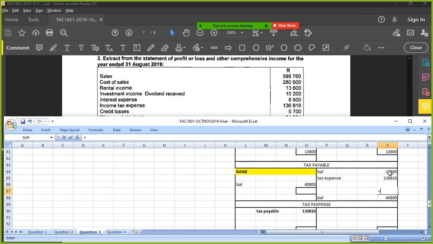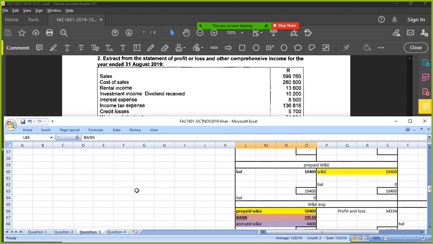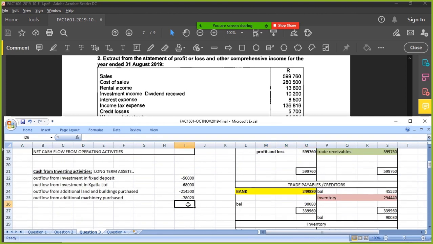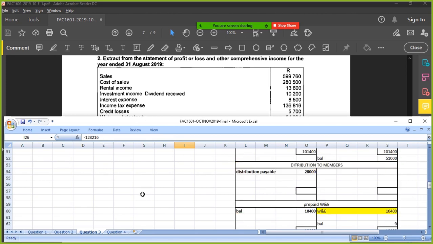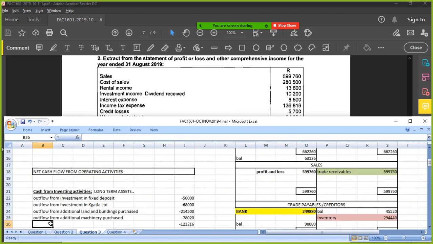Okay, so add up. All right, bank 123,216. Great. Okay, it's special disclosure.